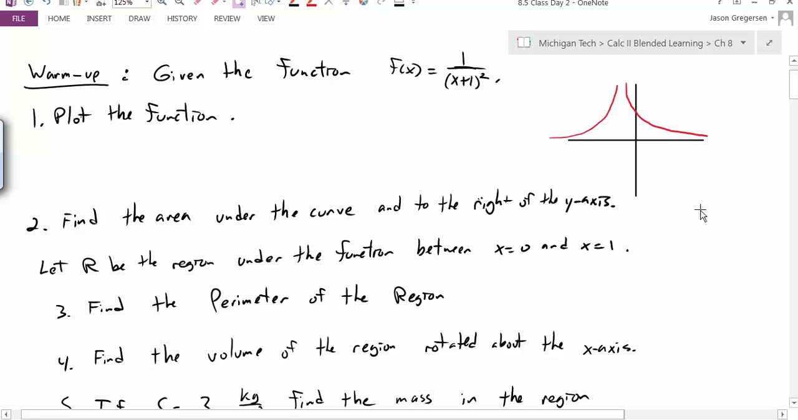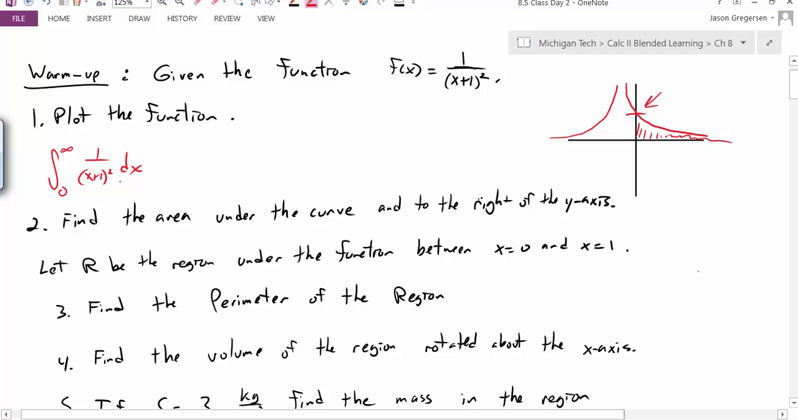Our function is going to look something like that. Any questions about the plot? What's the height right here? 1. Plug in x equals 0, we get a height of 1. So the next question is find the area under the curve to the right of the y-axis. That would be all of this area, from x equals 0 to where? Going to infinity. So if I wrote out this integral, it would look like the integral from 0 to infinity of 1 over x plus 1 quantity squared dx. That would be the area under the curve.